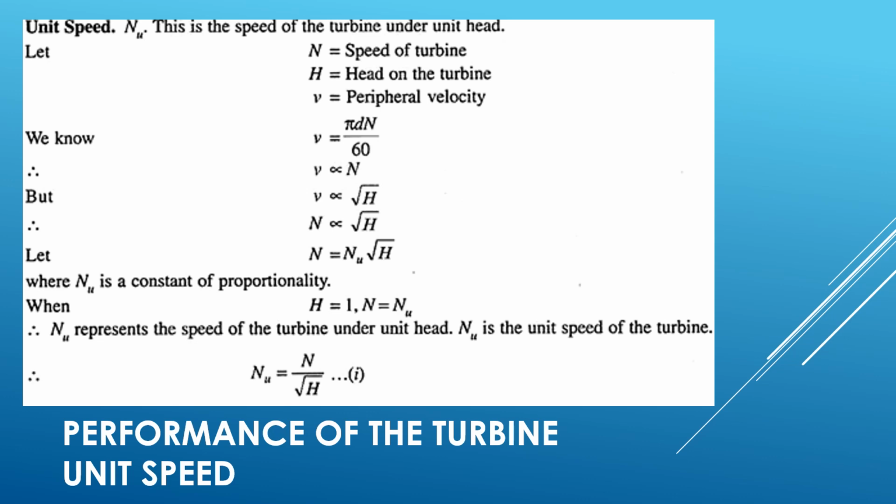Proportionality is replaced into equality and we can add one constant of proportionality as Nu. So that becomes N equal to Nu into root H, where when H is equal to 1, N becomes Nu. So Nu represents the speed of the turbine under unit head and Nu is the unit speed of the turbine. The expression is Nu is N upon root H.